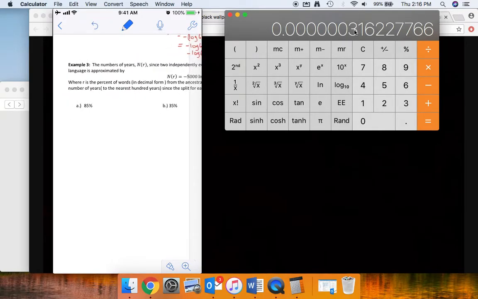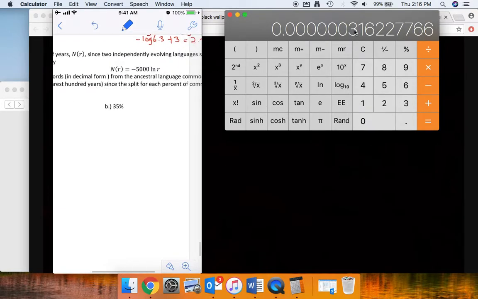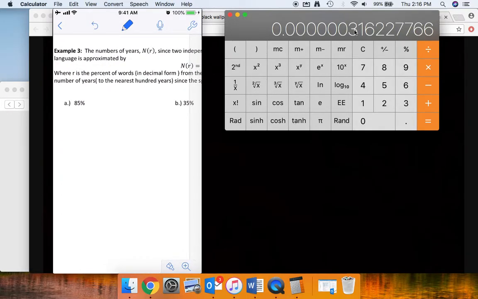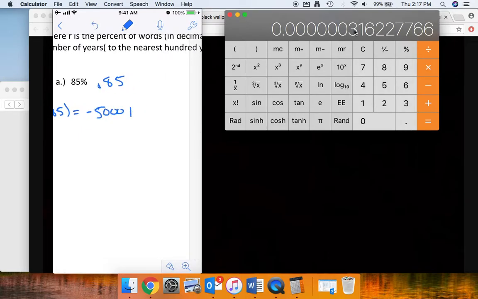Okay, so notice it says in decimal format. But all three of these that they want us to find, 85%, 35%, and 10%, are written as percents. So let's just start by converting this to a decimal. 0.85. Put it over here. 0.85 instead of percent, right? Because that's how this function works. Now we're going to plug it in. 0.85 is equal to negative 5,000 ln of 0.85. So what would that be?